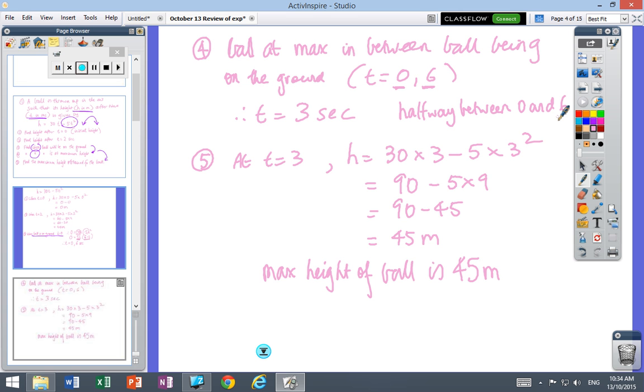So how do you find the halfway mark between 2 numbers? We did do it. Yes. The ball is at maximum height in between the times the ball is on the ground. So the ball is at the maximum height at 3 seconds.